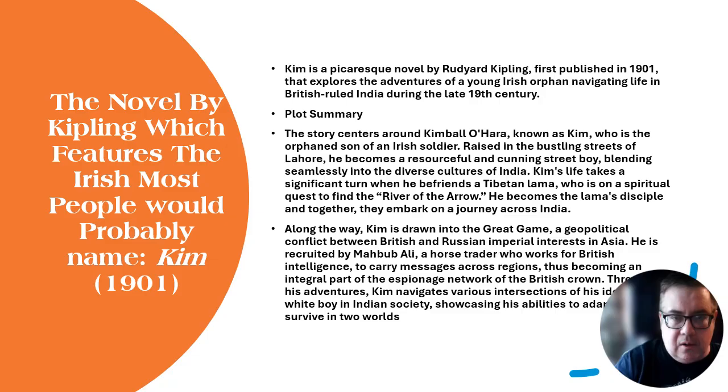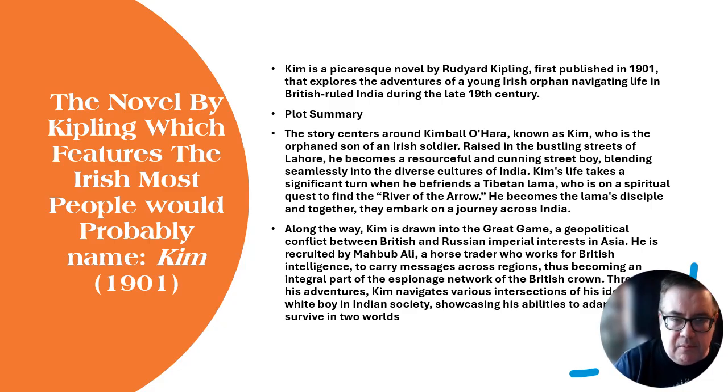Kim is a picaresque novel by Rudyard Kipling, first published in 1901, that explores the adventures of a young Irish orphan navigating life in British-ruled India during the late 19th century. And it's tried to summarise the plot thus. The story centres around Kimball O'Hara, known as Kim, who is the orphan son of an Irish soldier. Raised in the bustling streets of Lahore, he becomes a resourceful and cunning street boy, blending seamlessly into the diverse cultures of India. Kim's life takes a significant turn when he befriends a Tibetan Lama, who is on a spiritual quest to find the River of the Arrow. He becomes the Lama's disciple, and together they embark on a journey across India.